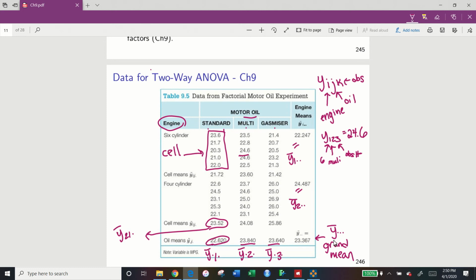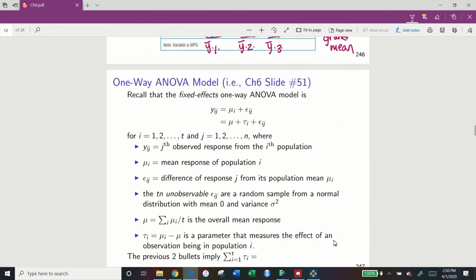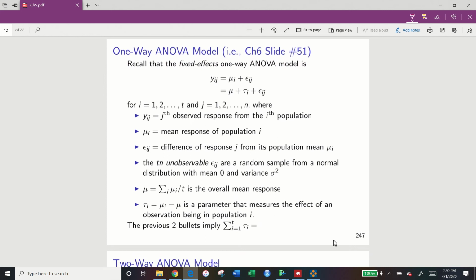Okay, so not too bad. It's really just an extension of what we've already been looking at. Now let's look back to the way we used to do our ANOVA model for one way. All of this should hopefully be review. So the one-way ANOVA model, something we've grabbed from slide 51 during our chapter 6.